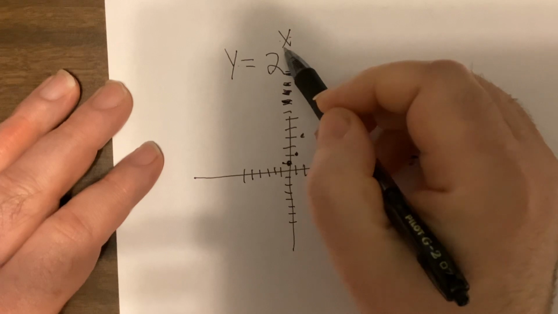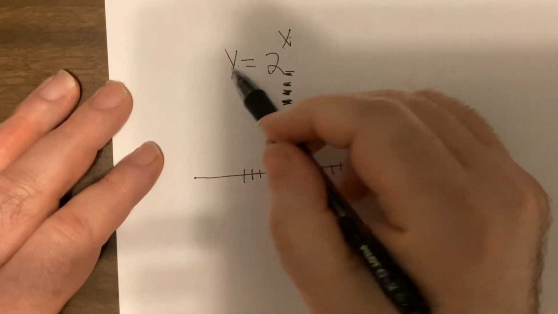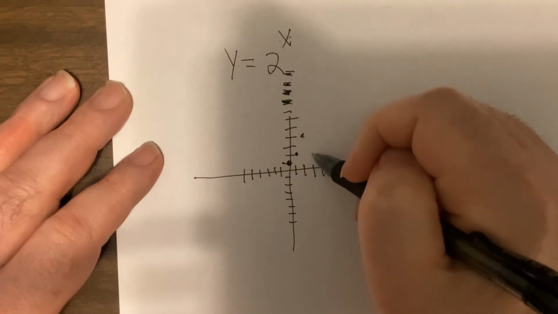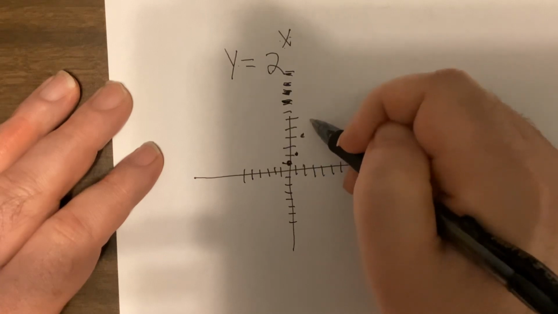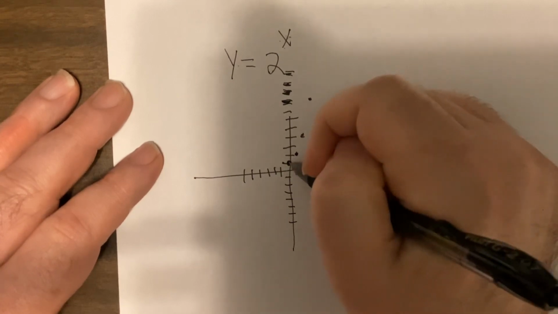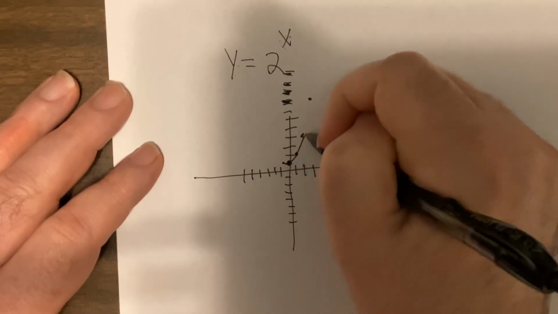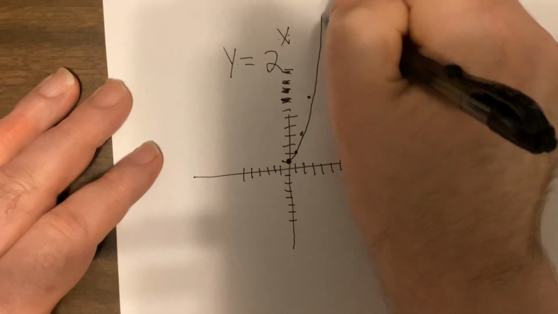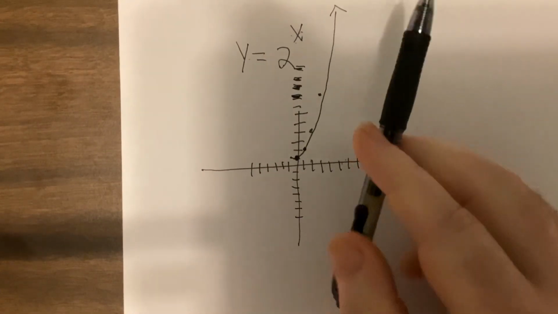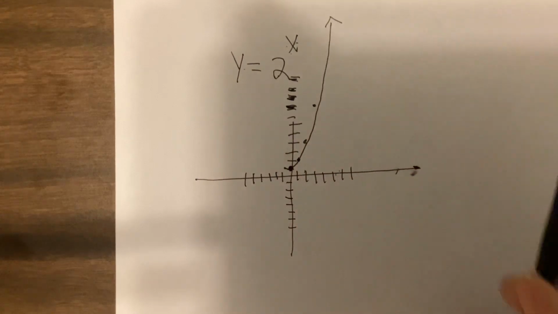Then put in 3, 2 cubed is 8. So (3, 8). So this thing is going up and it's going up fast. Now it never ever goes straight up. It's slowly going to the right.